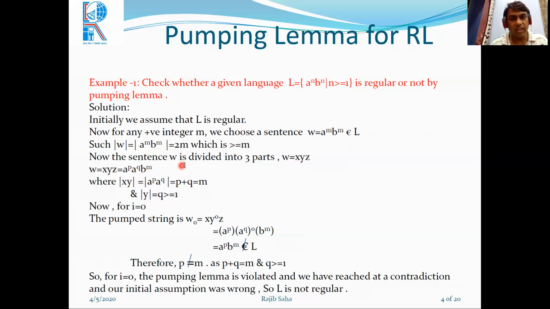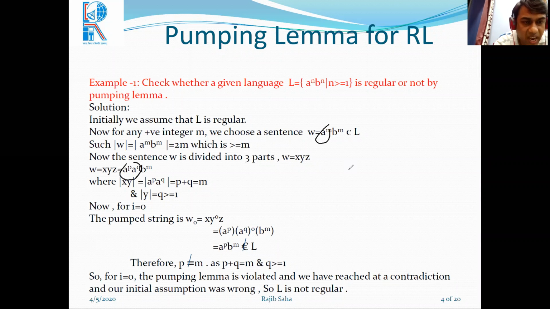Now the sentence w is divided into 3 parts, x, y, and z. I am writing w equal to x y z equal to a to the power p, a to the power q, and b to the power m. That means this a to the power m is divided into two parts, a to the power p and a to the power q, and I have left the b to the power m as it is. Now, when you calculate the mod of xy, it means the length of the x and y part.